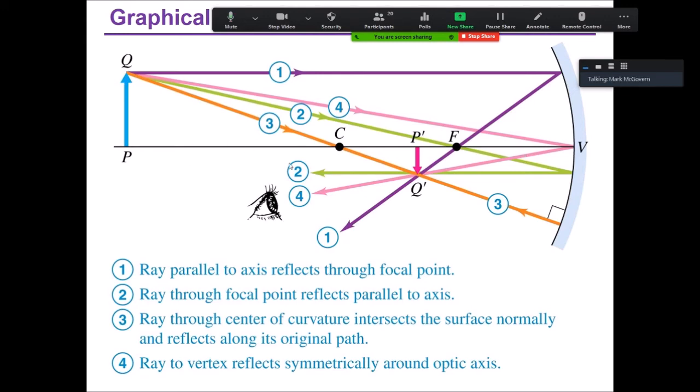So, like I said, you can draw all 4. You can get away with 2. Some are hard to do, though. For example, let's say we placed our object on the radius of curvature. Well, you kind of can't draw a line that goes from the top of it through C and then hits your mirror, because it's going to go like straight down. So some rays just don't work. So you got to choose the ones that do work.